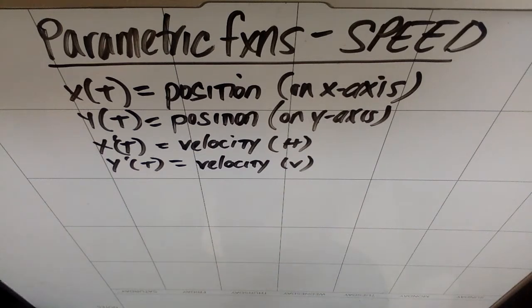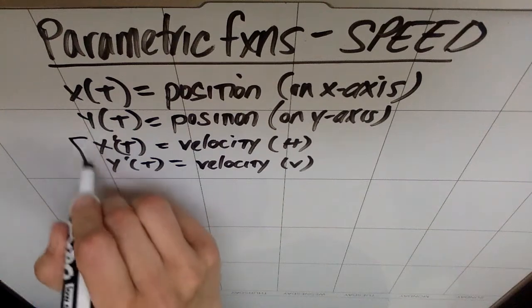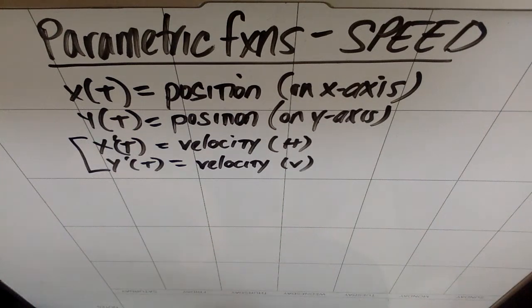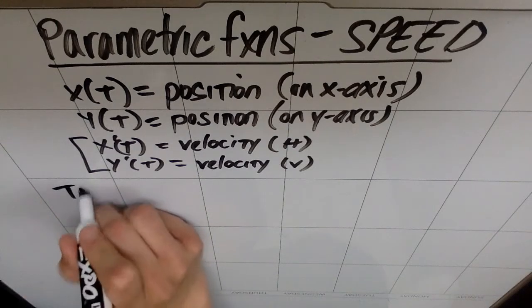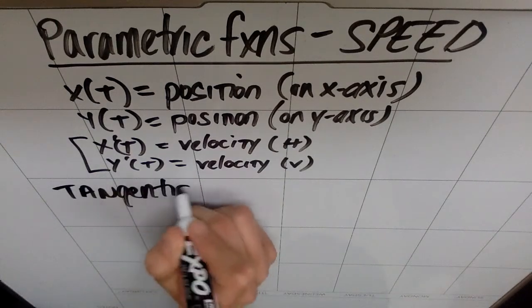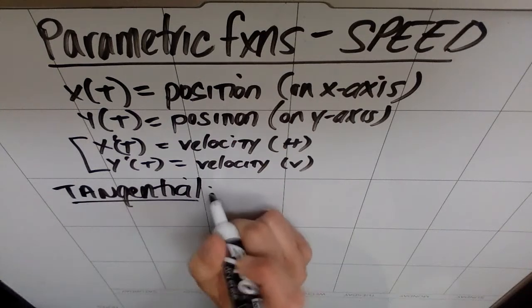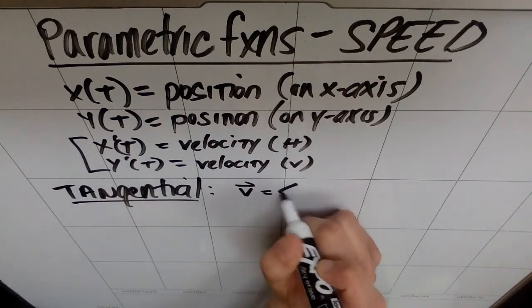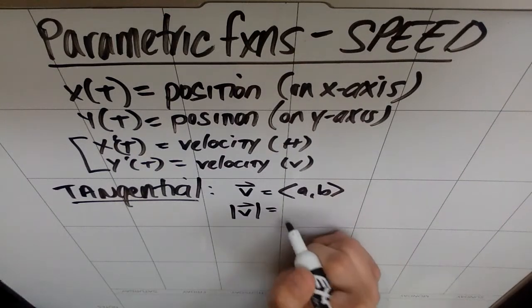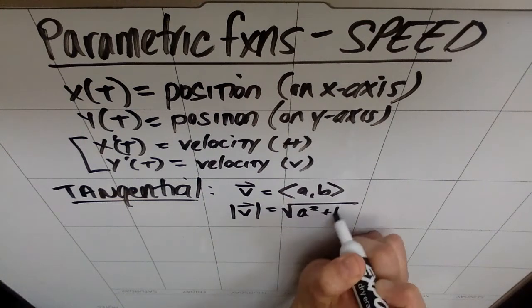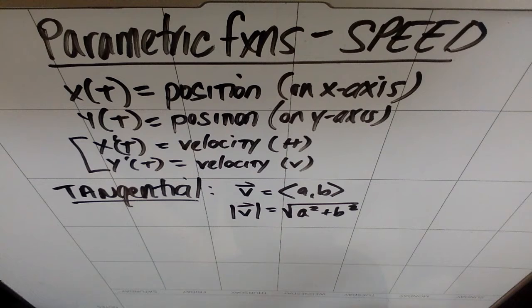So what you may remember about speed in general, so these guys together are my velocity. What you may remember about speed is that speed is the absolute value of velocity. But when we talk about vectors, which is fundamentally what's happening with parametric equations anyway, absolute values of vectors are a little bit unusual. So let's take a quick tangential note. If you have some vector v that is a comma b, and you want the absolute value of that vector, the way that you find it is by doing the square root of a squared plus b squared. That's the absolute value of a vector.